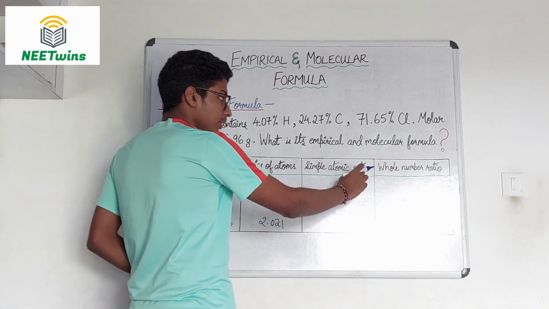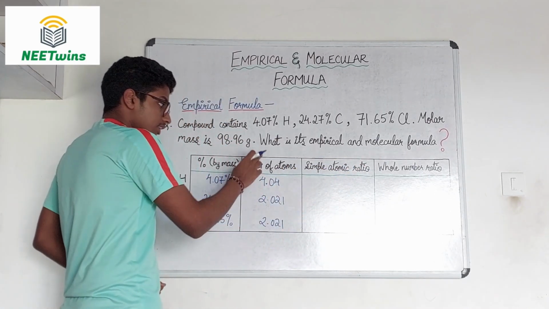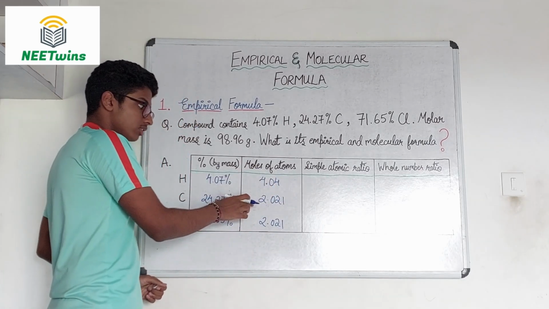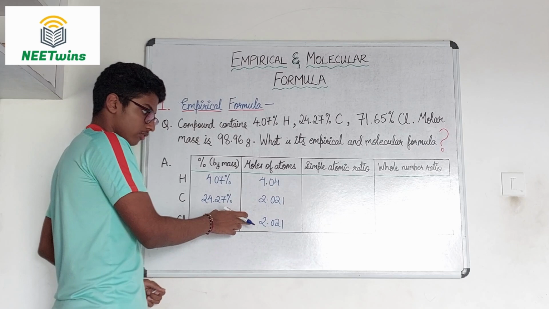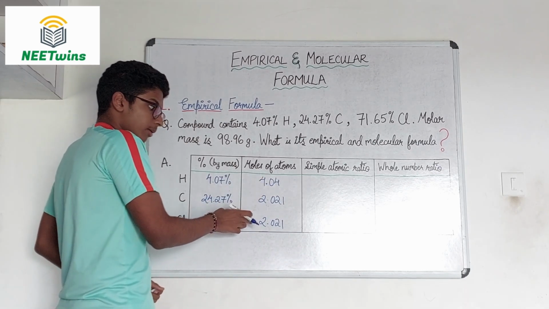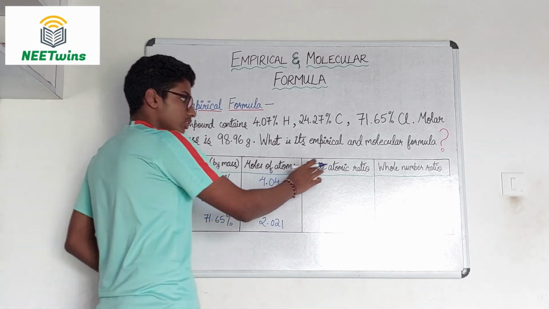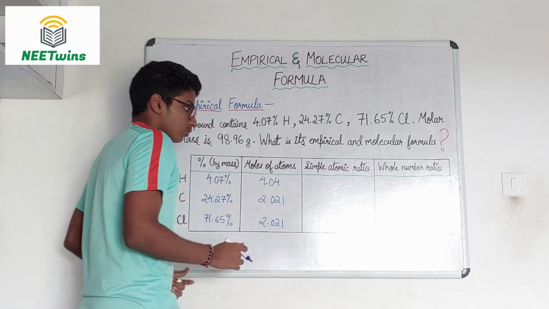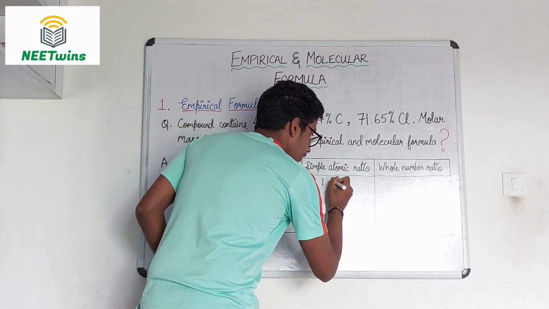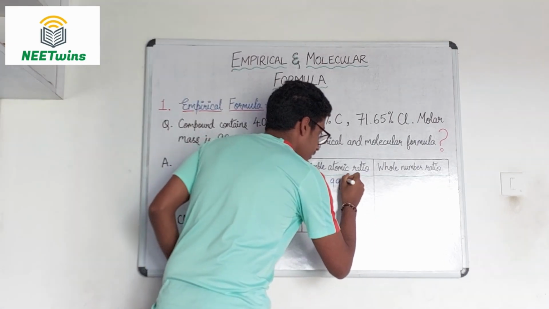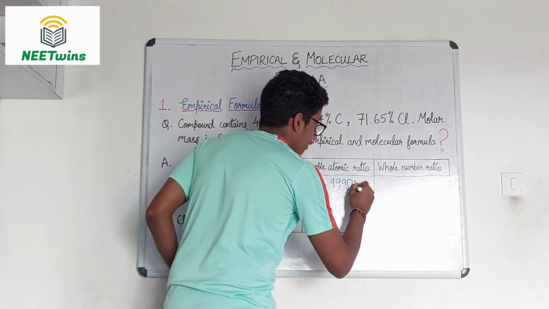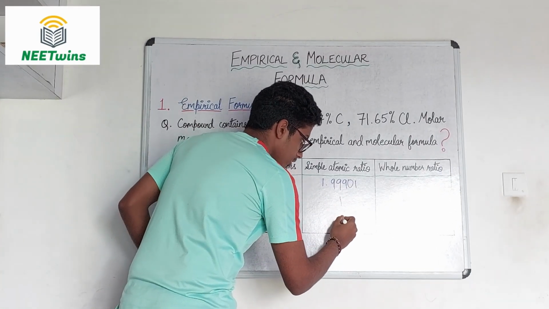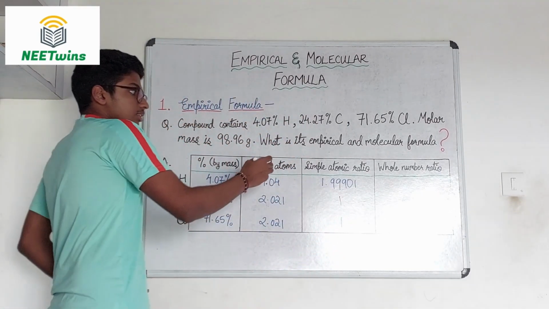Next, to obtain simple atomic ratio, we divide these moles of atoms by the smallest among them. So over here the smallest value is 2.021 for both of them. So we divide all of them by 2.021 and we get what is called the simple atomic ratio. If we divide 4.04 by 2.021, we get 1.99901. And 2.021 by 2.021 is 1, and same for this here also it comes out to be 1.